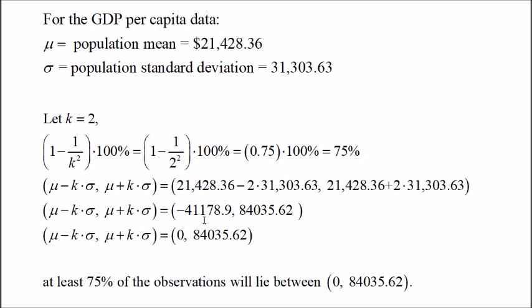Now we know that the population GDP per capita data cannot be less than 0. And so in this case, the smallest value that we're going to have is 0. And so what Chebyshev's rule says in this case is that at least 75% of the observations will lie inside this interval. And then in a few minutes, we're going to go back to the data and check and see if this is true or not.